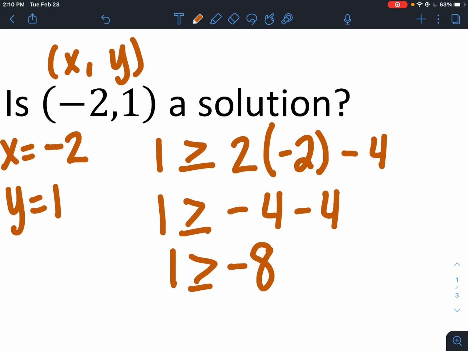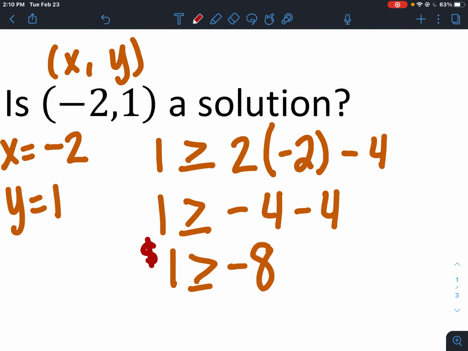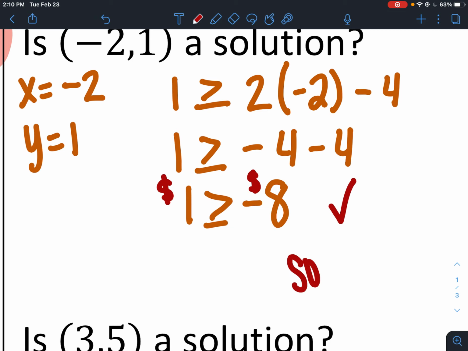If you struggle with which one's bigger, you can always think of it as money. So is $1 greater than or equal to owing somebody $8? So negative $8. Well, it's better to have $1. So yes, this is a true statement. So that means that this point is a solution.